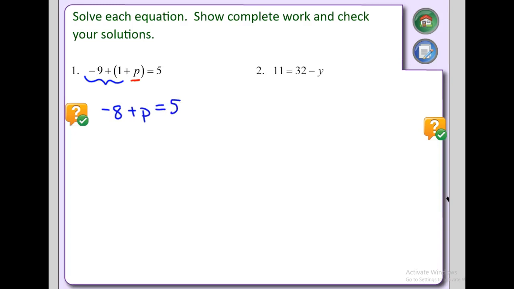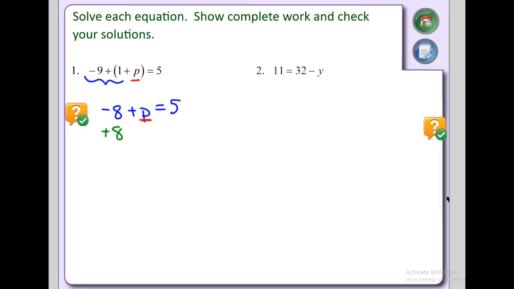Now, we still need to get P alone. To get P alone, who needs to move? Yes, -8. Now, Mrs. Burton likes to call -8 the floater. Who's the floater? The floater is the letter or number that's not attached to our variable. So what is the inverse, or the opposite, of negative 8? Positive 8.